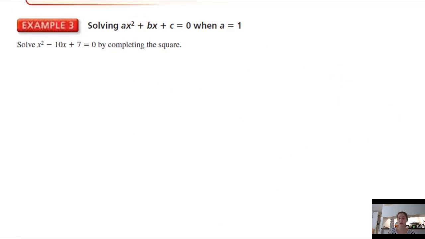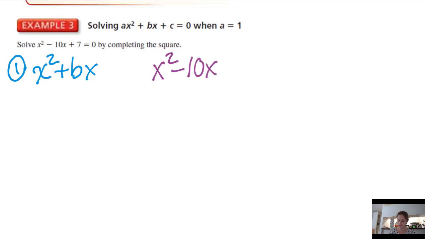Example 3. We're going to solve this equation by completing the square. Our first step will be to get one side to look like x squared plus bx. So we're going to move that constant of 7 to the other side, and we're going to have x squared minus 10x equals negative 7.